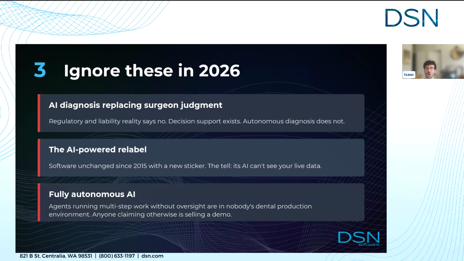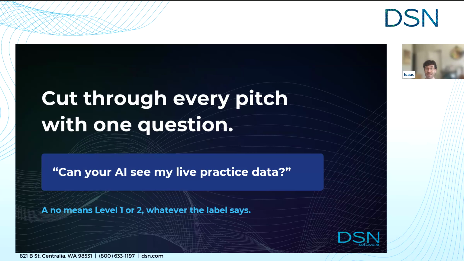So, how do you cut through all the noise with one question? Can you use AI on my live patient data? So in every demo from every vendor you have, ask this out loud. Can your AI see my live patient practice data? Not a sample database, not an export from last quarter, my schedule, my production, my patients right now, live. If the answer is yes, you're most likely looking at level 3. And every use case from part 2 is on the table for your practice.